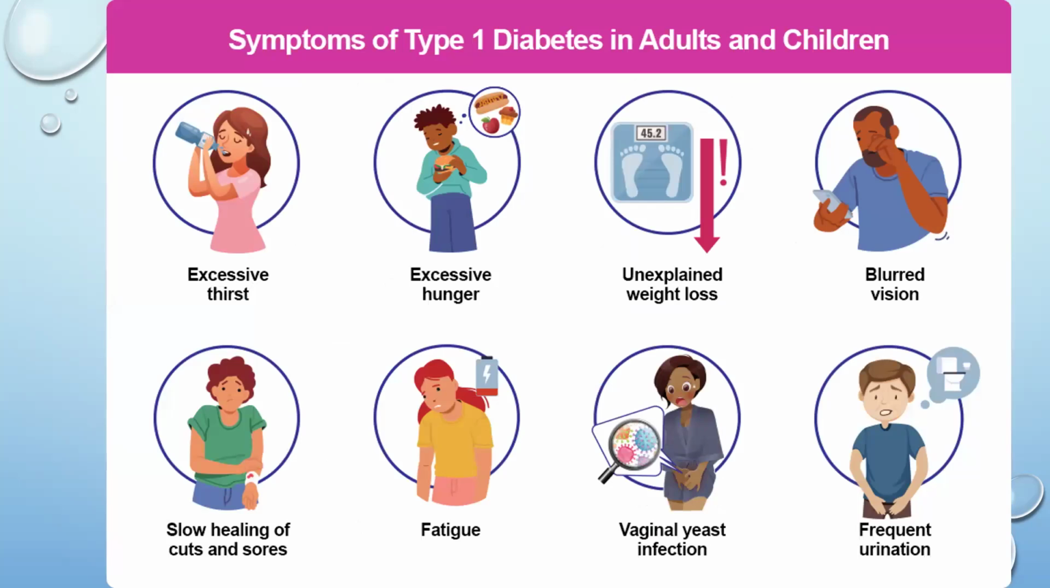The symptoms of type 1 diabetes in adults and children. The common symptoms of diabetes are excessive thirst, which is polydipsia, excessive hunger, which is polyphagia, unexplained weight loss, blurred vision, slow healing of cuts and sores, fatigue, vaginal yeast infection due to low immunity, and frequent urination, which is known as polyuria.